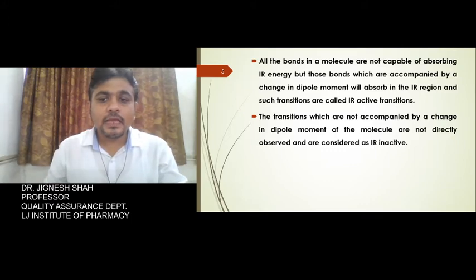Such kinds of molecules are known as IR active molecules, and such transitions are known as IR active transitions. The transitions which are not accompanied by any change in the dipole moment, those kinds of molecules will not have a tendency to absorb the IR radiation. So if any molecule has bonds where no change in the dipole moment takes place, in that case there won't be any absorption of the IR radiation. Such molecules are considered IR inactive molecules because they will not absorb the IR radiation.